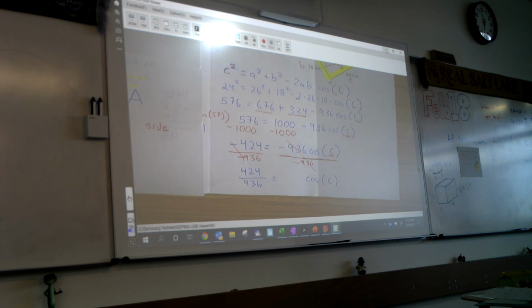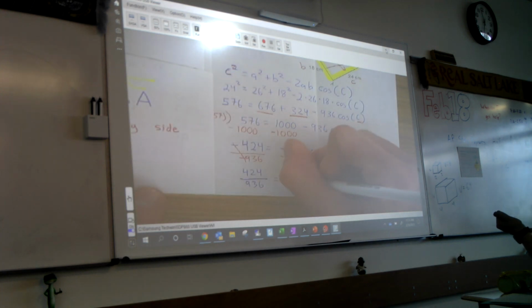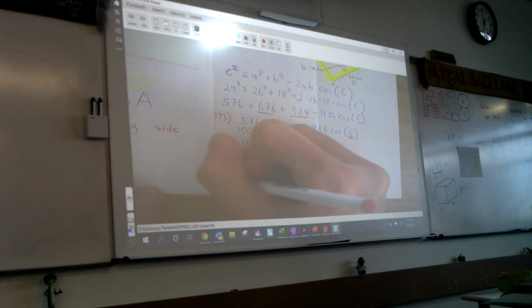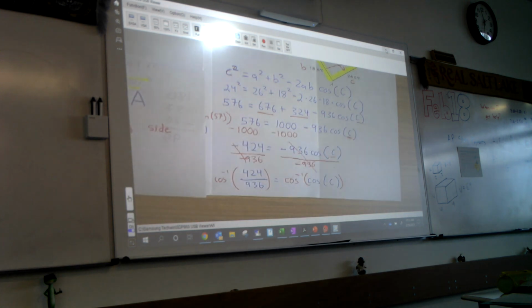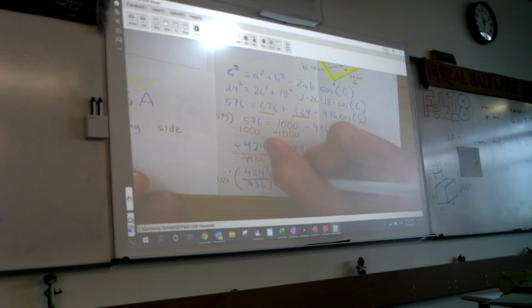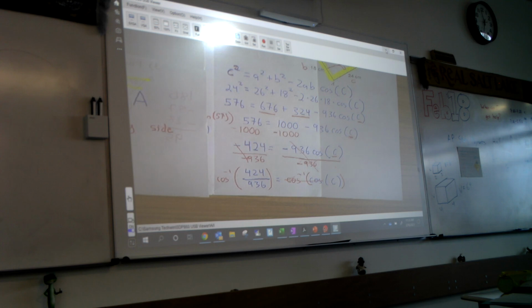All right, Eleanor, what cancels out a cosine? I want to say the cosine to the -1, but I can't remember. Yeah. The inverse. The inverse cosine. Good job. So we were so close to solving for C, we just had to get rid of that cosine. So if I take the inverse cosine, those cancel each other out, and then I'll get C.